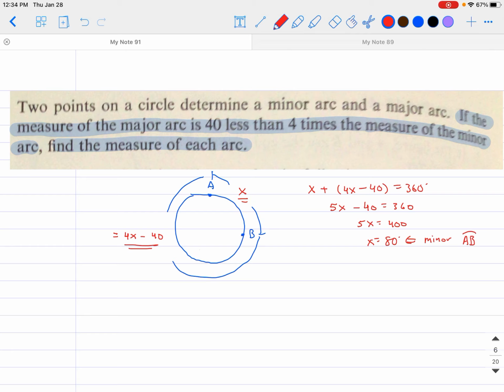Whereas for the other one, well, that means it's going to be 360 minus 80. So the major arc of AB, and notice how I'm being specific at each one so you know which one's which, is going to be equal to 360 minus 80, which equals 280 degrees then. So there are your two solutions, all right?